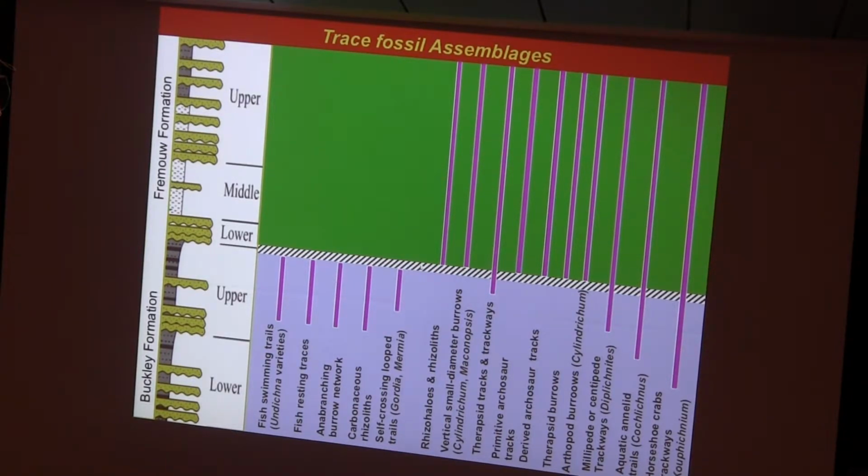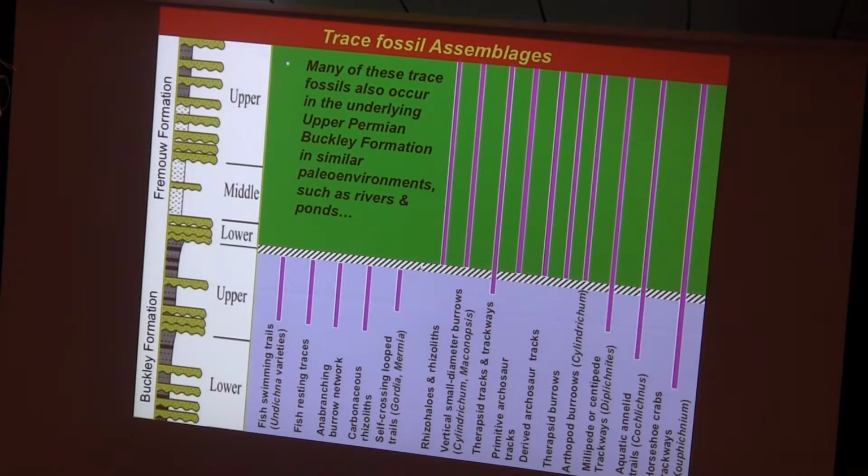floodplains, much different conditions. Our arthropod burrows, but what goes through? They're millipede and centipede trackways, annelid trails, the horseshoe crab trackways, the other fish swimming trails, Undichna. So behavior-wise, we don't see a big change. We just see a shift in the environment. So there are some things that don't go through, but it could be environmental control.